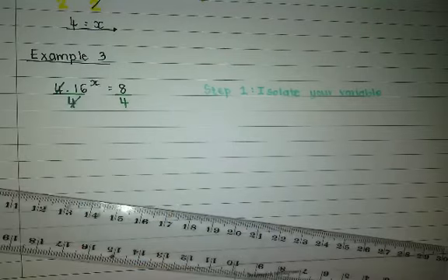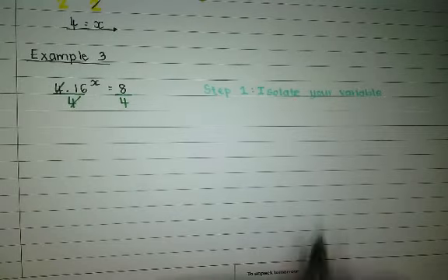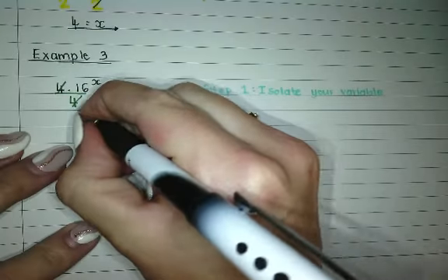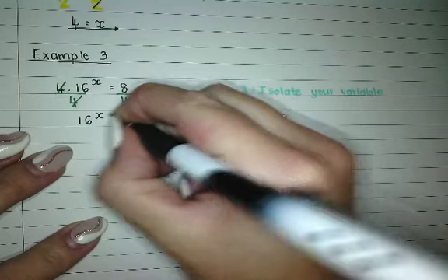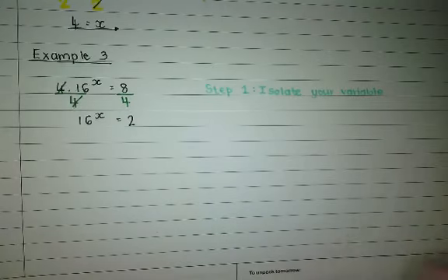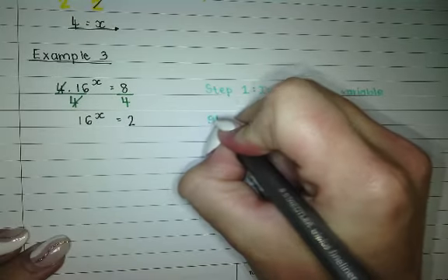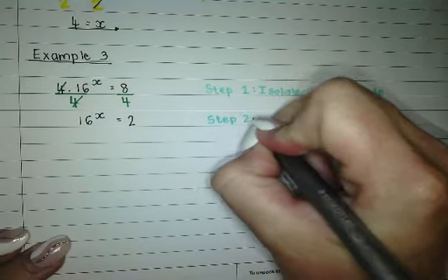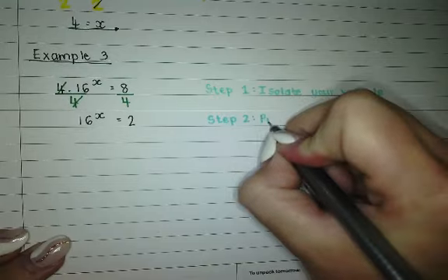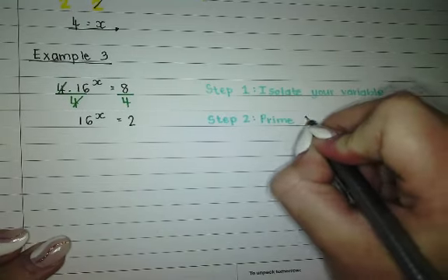Once we've divided both sides by 4, your 4 cancels on the left, but I say cancel, it's actually 1. Don't forget that. So on the left-hand side, I'm now left with 16 to the power of x is equal to 2, because 8 divided by 4 is 2. Once you've isolated, your second step is to get the same base by prime factorizing.